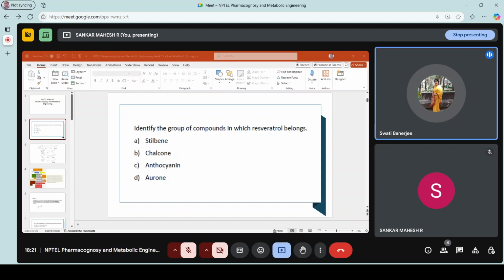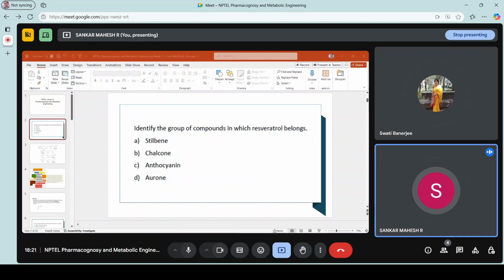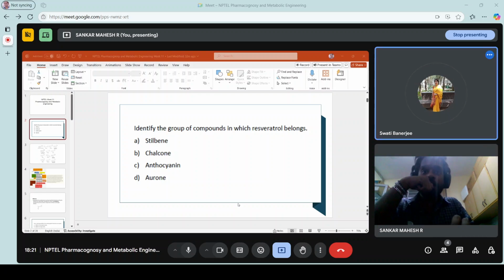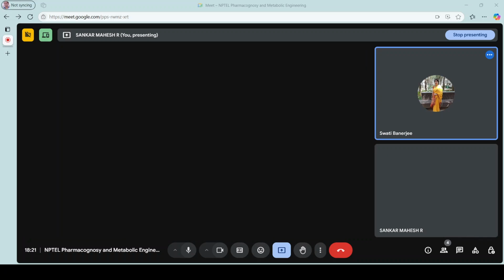Is it option A, stilbene? Stilbene is C6, C2, C6, right. And the C2, is it saturated or unsaturated? That I don't know. Okay, no issues. We had a similar question last week.